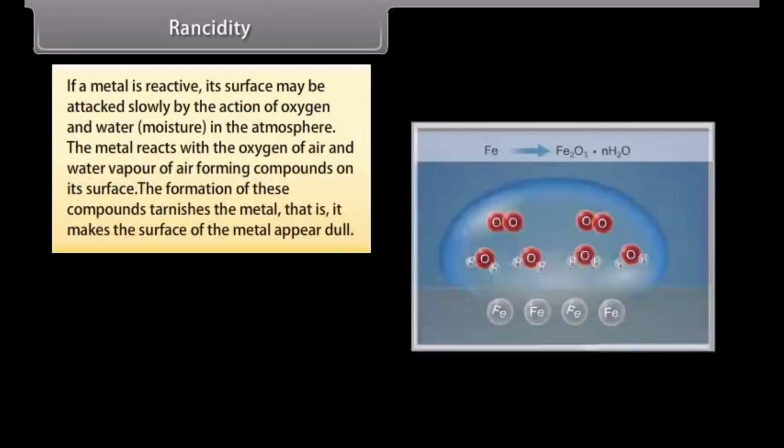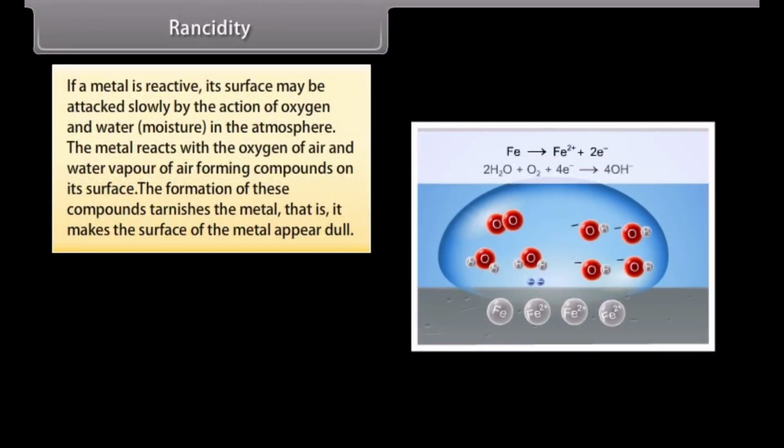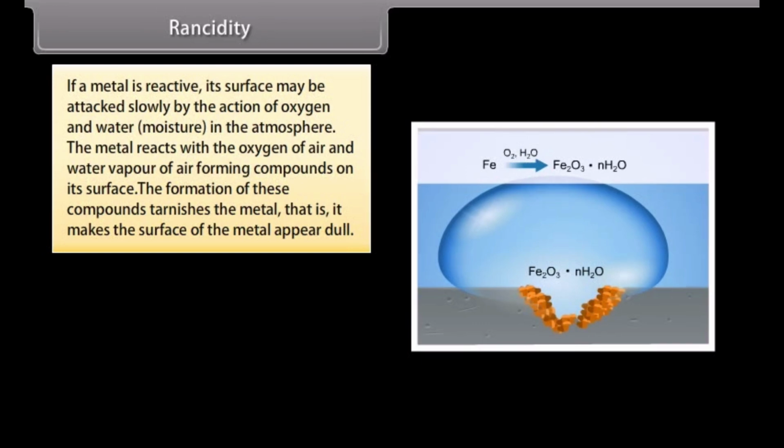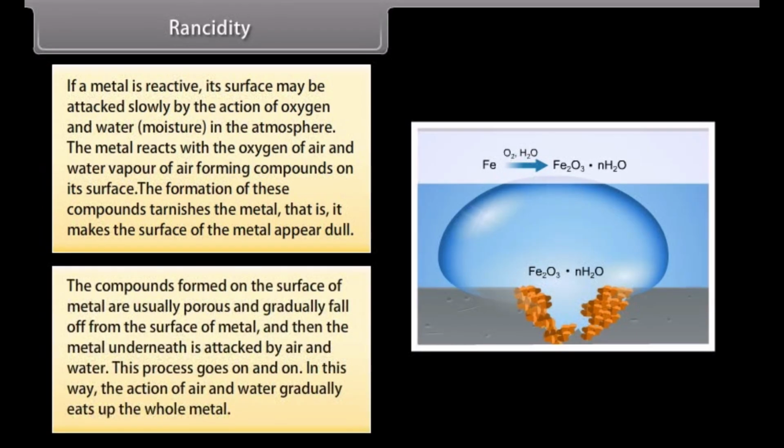If a metal is reactive, its surface may be attacked slowly by the action of oxygen and water in the atmosphere. The metal reacts with the oxygen of air and water vapor of air, forming compounds on its surface. The formation of these compounds tarnishes the metal, that is, it makes the surface of the metal appear dull. The compounds formed on the surface of metal are usually porous and gradually fall off from the surface, and then the metal underneath is attacked by air and water. The process goes on and on. In this way, the action of air and water gradually eats up the whole metal.